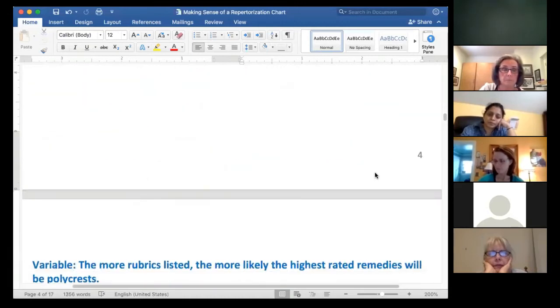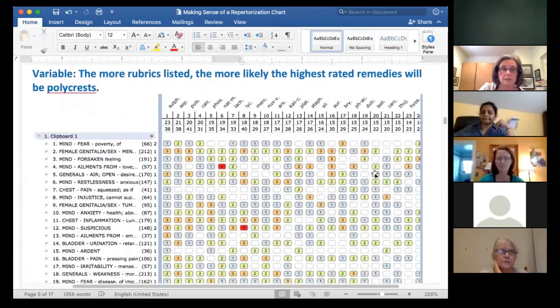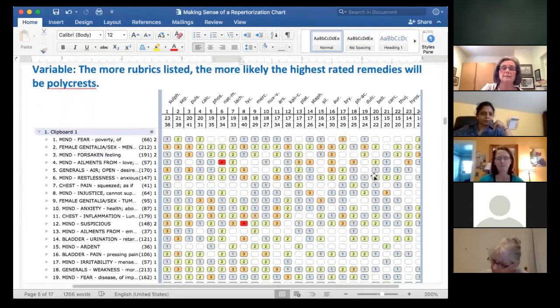Okay, another variable when you're doing a repertorization is the more rubrics listed, the more likely the highest rated remedies will be polycrests. So based on the chart that we just looked at, where sulfur has almost 17,000 rubrics, if we put a whole list of rubrics in our repertorization, the chances are that sulfur is going to come near the top of the list because we have many more options for sulfur to show up.